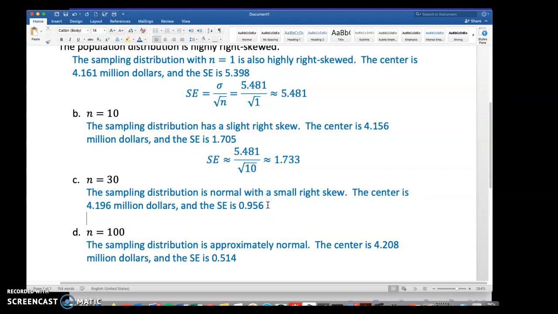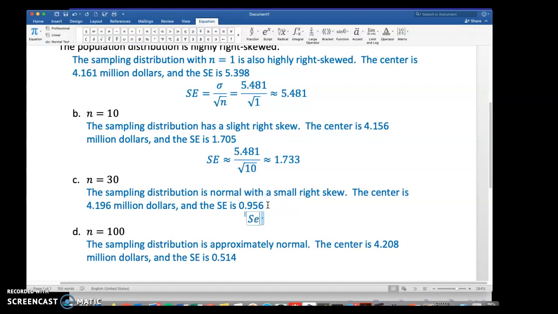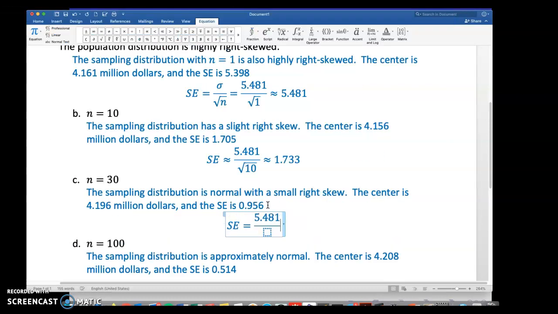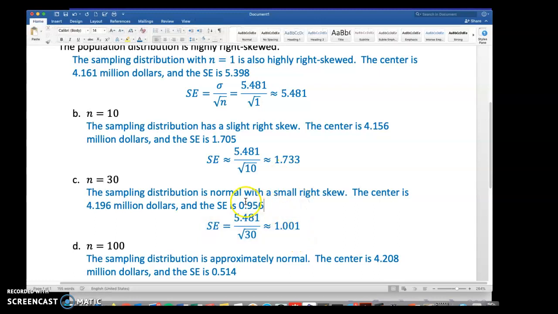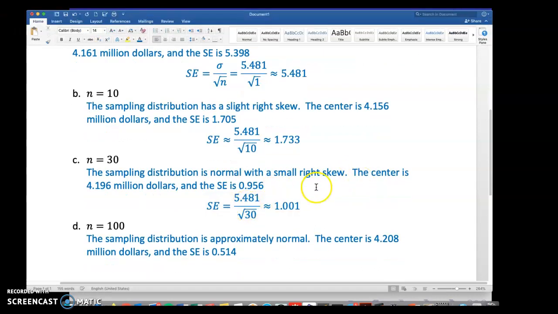And again, this is going to shrink down even more. The standard error should be about 5.481 divided by, in this case, sample size 30. So if we divide by the square root of 30, throw that in your calculator, I got that to be 1.001. Again, not exactly the same, but the standard error with the bootstrap technique was very close to the standard error using the formula.